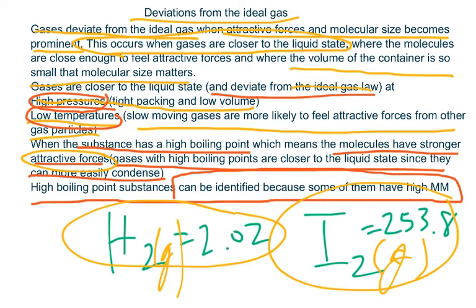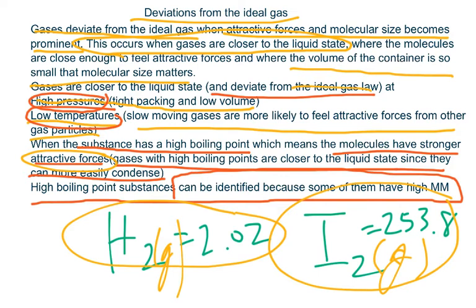It means that it's hardest to boil off, which means that it's harder to break the bonds between the liquid molecules and send them flying off as gases. So things with high molar masses tend to deviate from the ideal gas law since they have stronger attractive forces.